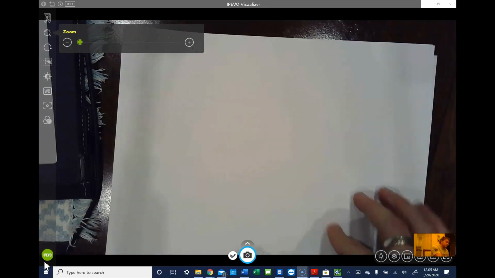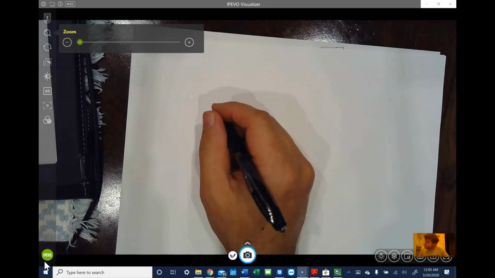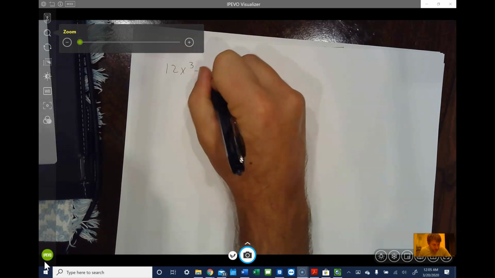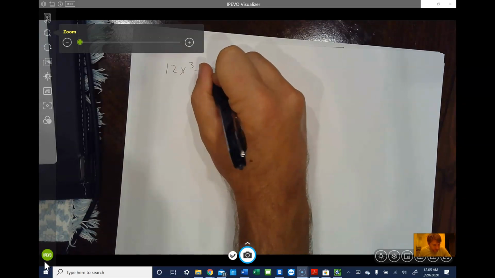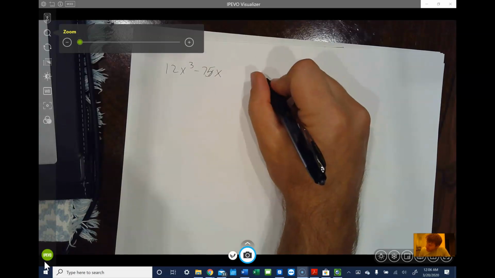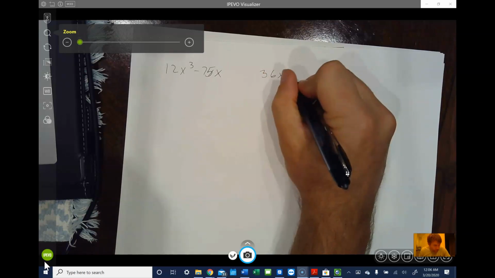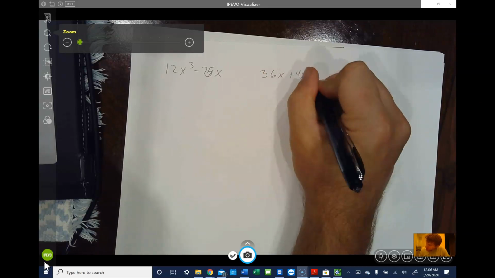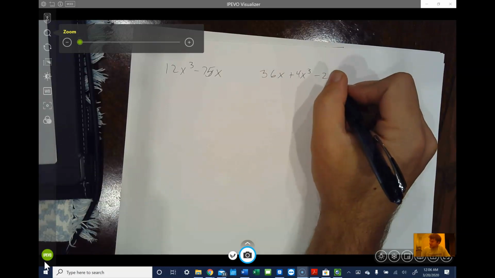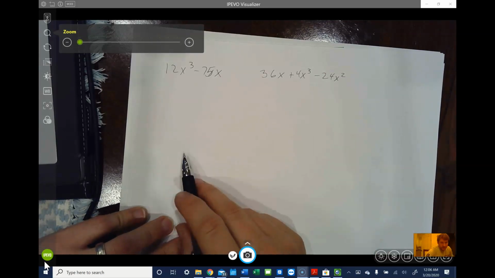Alright, let's do some more of those. 12x cubed minus 75x. 36x plus 4x cubed minus 24x squared. Go ahead and try them.